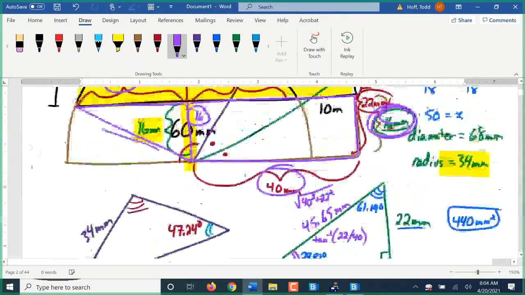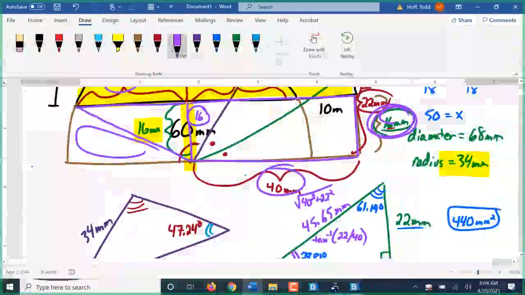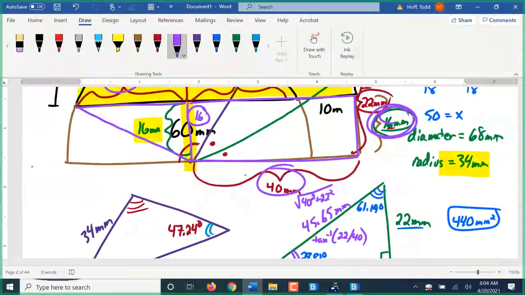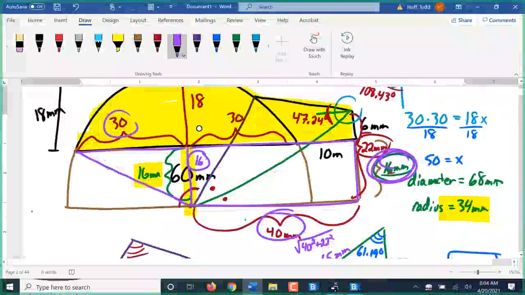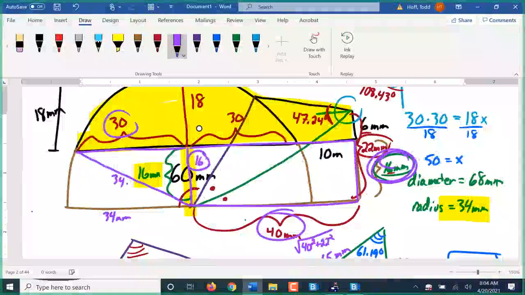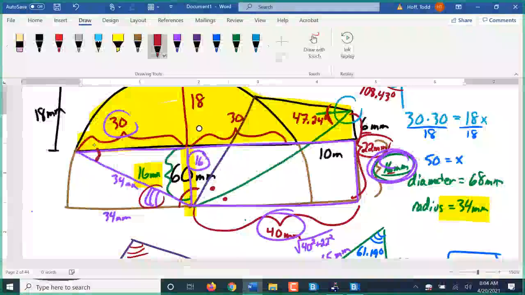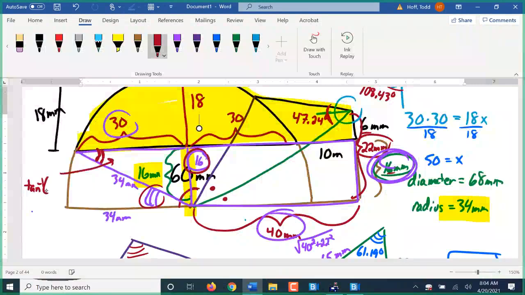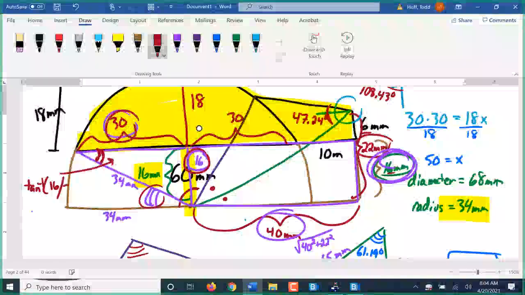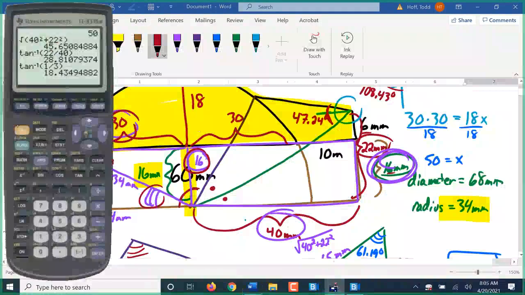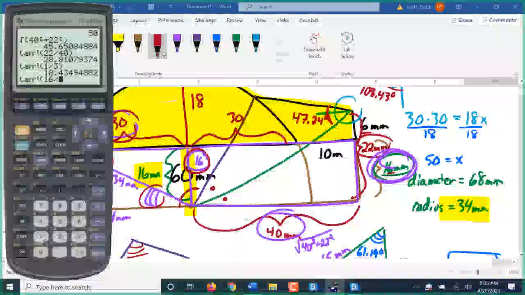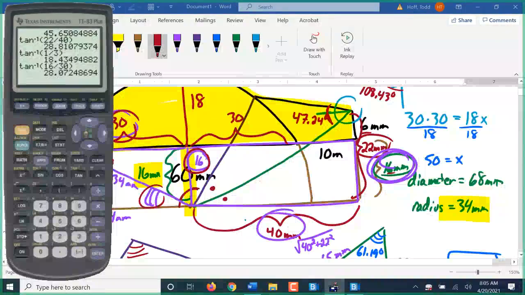But then finally we have this sector of a circle here. That sector of a circle actually has pieces here. This is 34. This is 34. We need to know this angle here. That angle there is going to be the same as the angle up here. So this angle would be the inverse tangent of opposite, which is 16, over adjacent, which is the 30. 28.07 degrees.